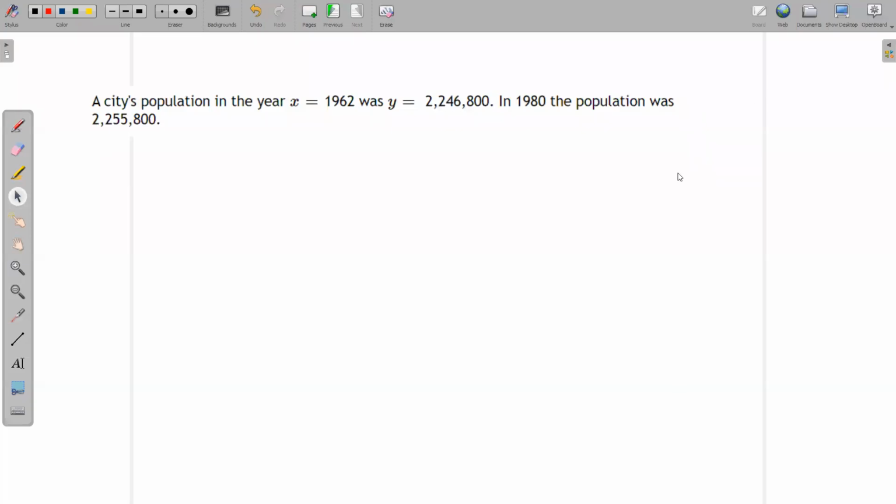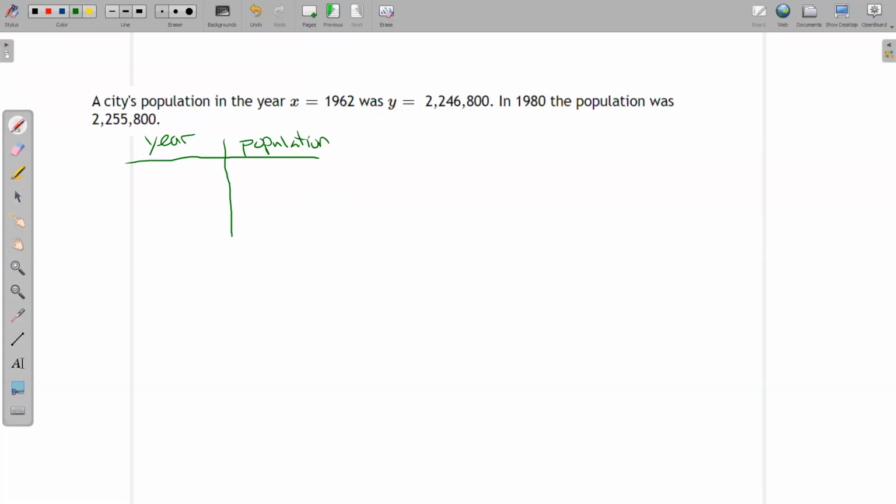So in this problem, we're taking a look at the rate of change of a city's population. And often when I'm given information like this, I like to put it into a table. Helps me get centered and think about it. So I need to know the year and the population.